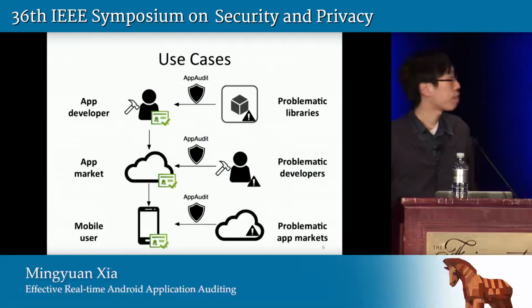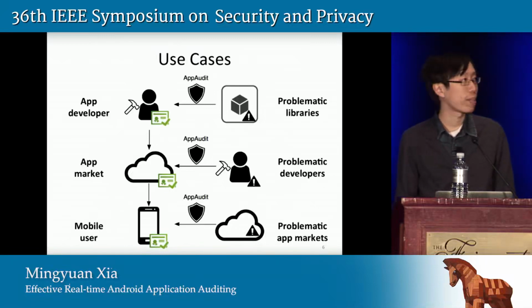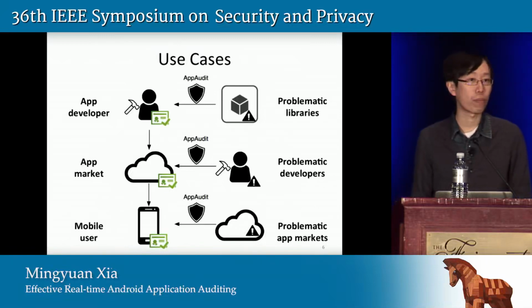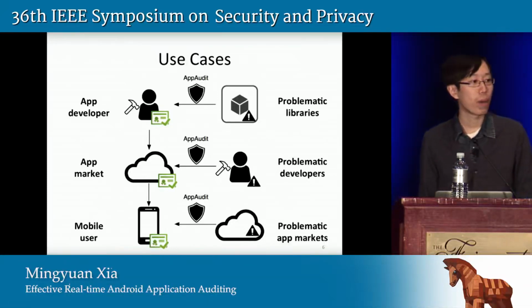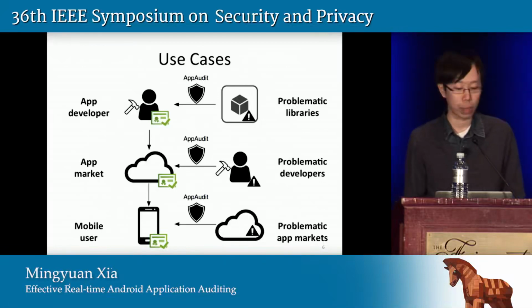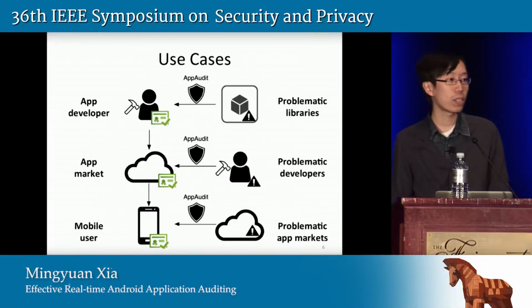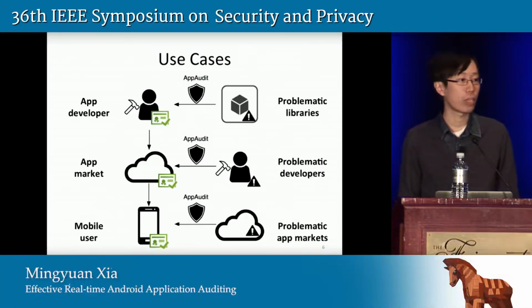There are definitely a lot of use cases for such app auditing tools. For example, app developers can check their app before releasing it, so they won't be using any data leaking libraries. Also, app market operators will want to scan newly uploaded apps to make sure the data leaking ones are not entering the market. For mobile users, you can install an app auditing tool on your smartphone, so when you install new apps, you can check them before using them.